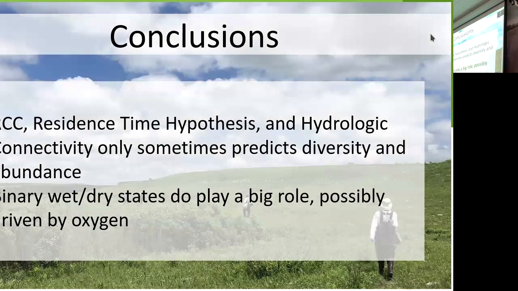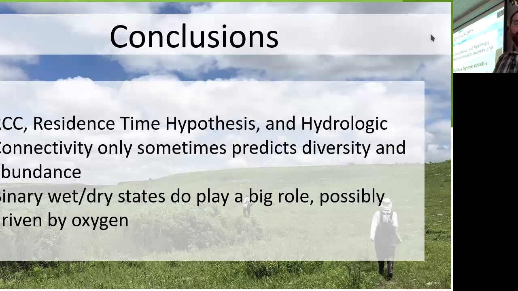So the conclusions we have are that the river continuum concept, the residence time hypothesis, just general connectivity measurements, it's not a clean story. Different substrates were behaving differently, and so that's important to consider, especially when you're dealing with these intermittent streams. The substrates can behave very differently from each other when things are dried down. So that's something to keep in mind, that we do need to look at these different compartments and not necessarily expect the same kind of patterns within them.